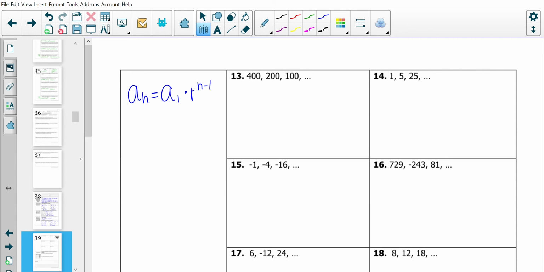Okay, what is my r value here? Well, one half. Our r value is 1 half.